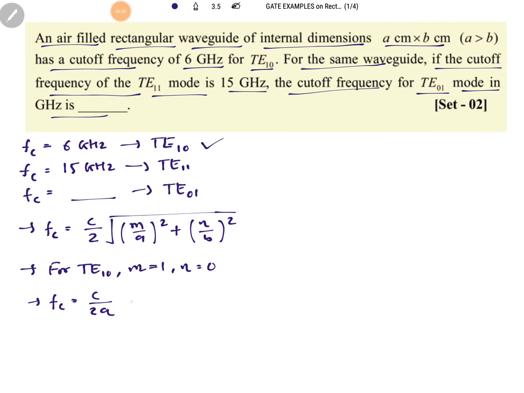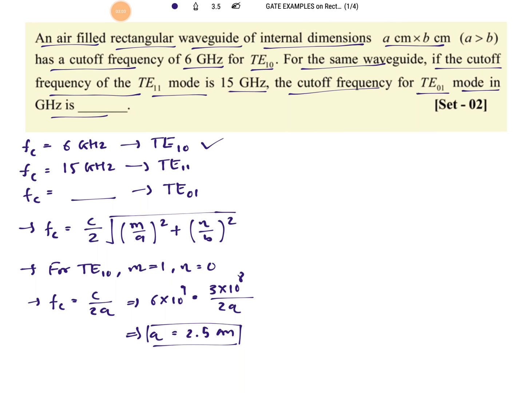If you substitute values, where fc is 6 into 10 to the power 9 and c is 3 into 10 to the power 8, divided by twice a, then you will find the value of a, and that is 2.5 centimeter. So that is how we get the dimension a.